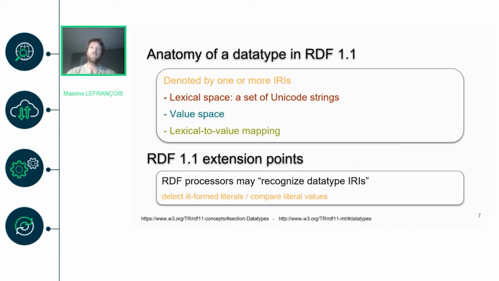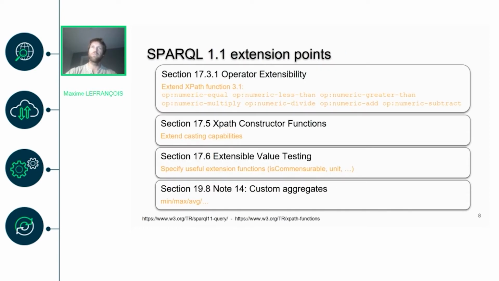RDF 1.1 defines extension points. RDF processors may recognize data type IRIs, and the set of data type IRIs that RDF processors may recognize is open. Once an RDF processor is designed to recognize our data type IRI, it should be able to detect lexical forms that are valid or not valid for the data type, so ill-formed literals or valid literals. And it should also compare literals based on their value and not just based on the string that is used in the lexical form of the literal.